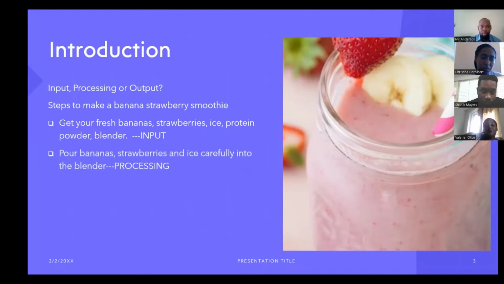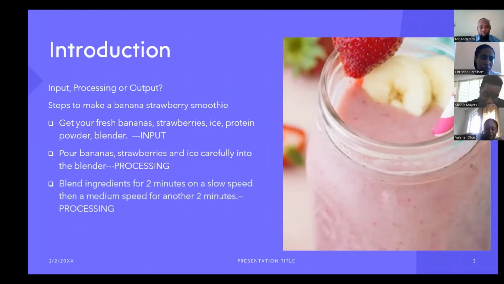Next step, we'll pour the bananas, the strawberries, and the ice carefully into a blender. So right away, that's our processing. Okay, we're starting to mix everything together. So that's processing. Then we blend the ingredients for 2 minutes on a slow speed. And then on a medium speed for another 2 minutes. Okay, that's also processing. Again, we blend, we mix the ingredients together.